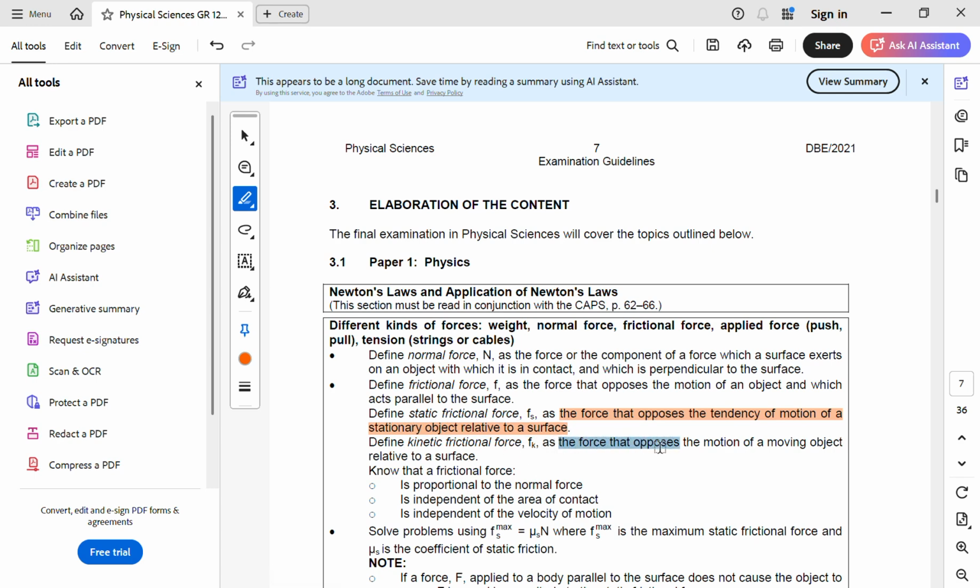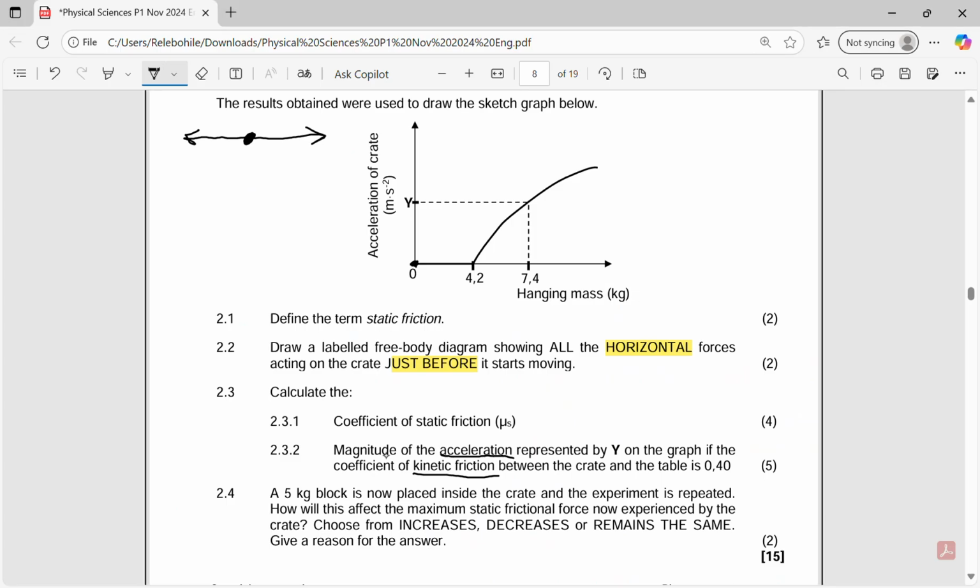They say that it is what? It is the force that opposes the motion of a moving object relative to what? To the surface, basically, or to a surface. All right, that is the definition of kinetic friction. So that means our object now, guys, is in motion. And if that's the case, if I'm drawing the free body diagram of the crate, I will say the crate still has tension, but now the force of friction it has is that of kinetic friction. So this will be my new free body diagram.